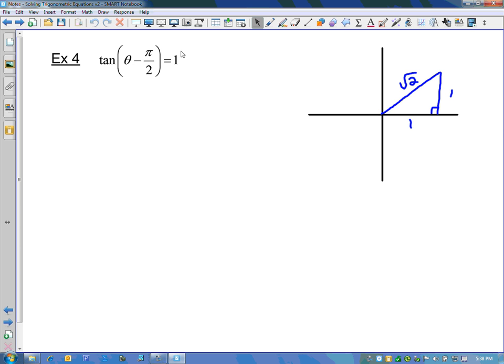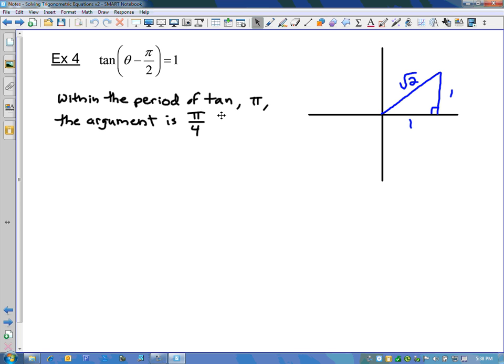If the tangent is 1, that's the same as 1 over 1. So tangent is opposite over adjacent. So we can write opposite and adjacent would each be 1. And then you should recognize the triangle as a 45, 45, 90. So therefore our angle would be pi over 4. Within the period of tangent, which is pi, the argument is pi over 4.